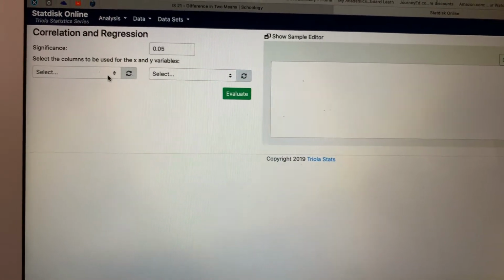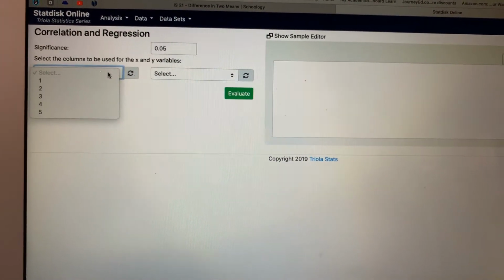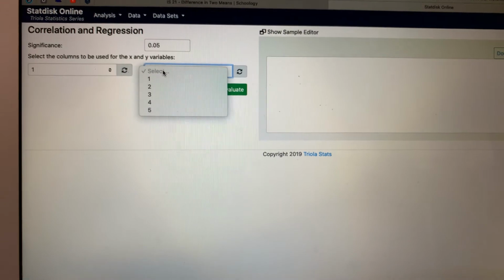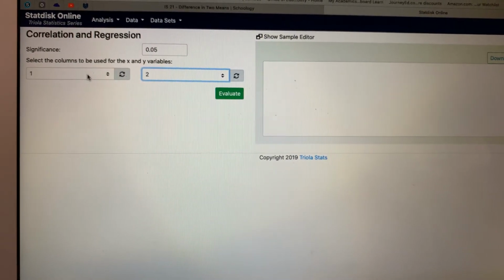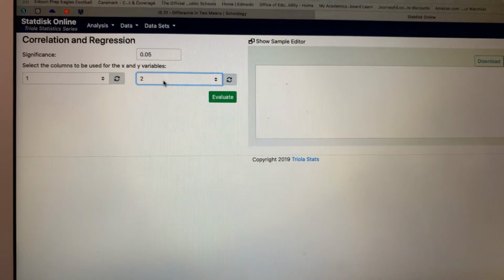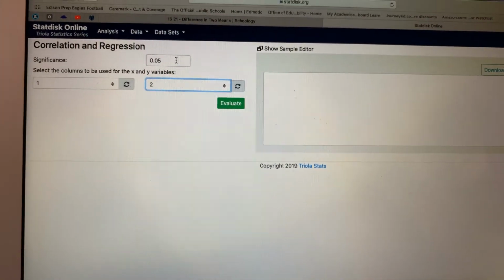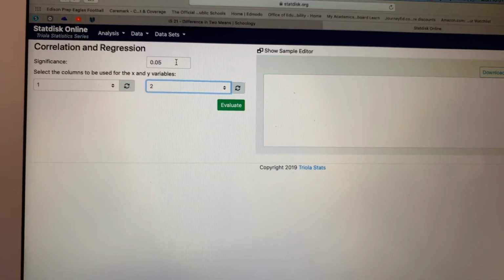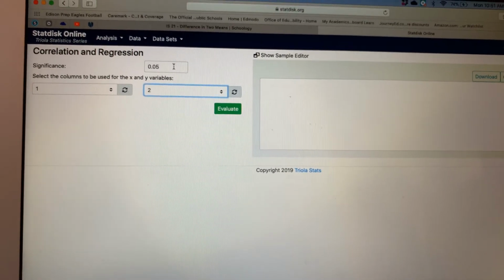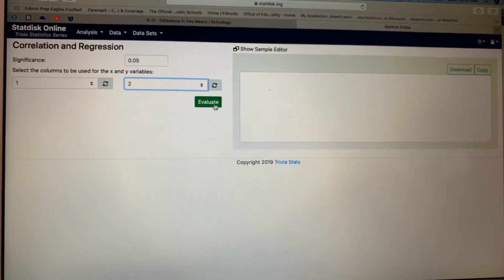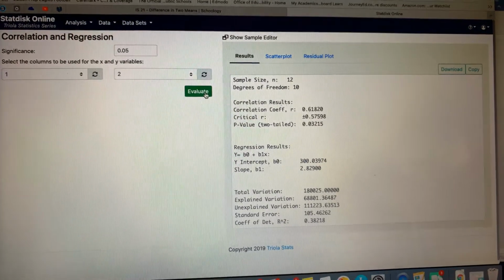And so it asks, select the columns to be used for X and Y variables. X, we're going to choose 1, Y, we're going to choose 2, because 1 is the sugar, 2 is the calories. Now, the only other thing we haven't talked about up here is the significance level. Unless I tell you to change the significance to something other than 0.05, just leave it as that. Okay, and then we click Evaluate, and it gives us all this output.